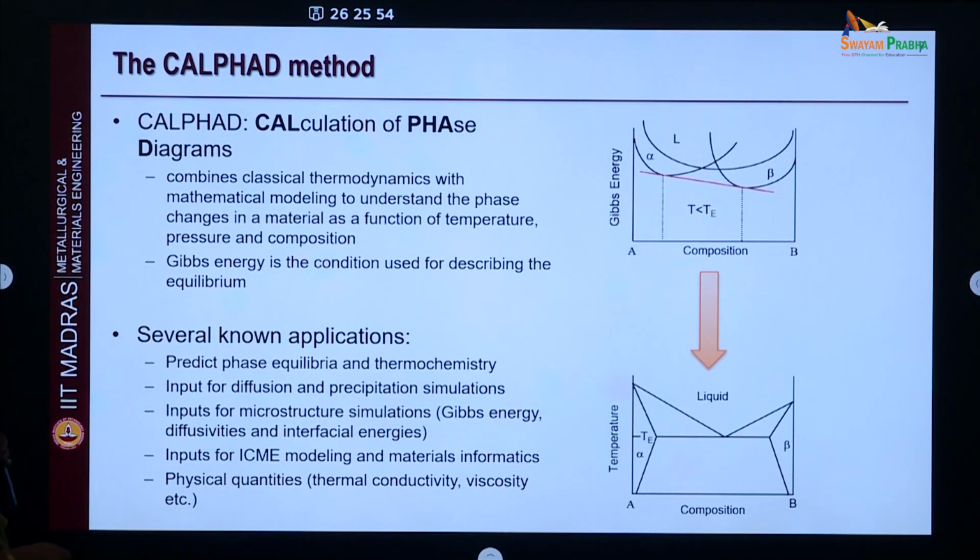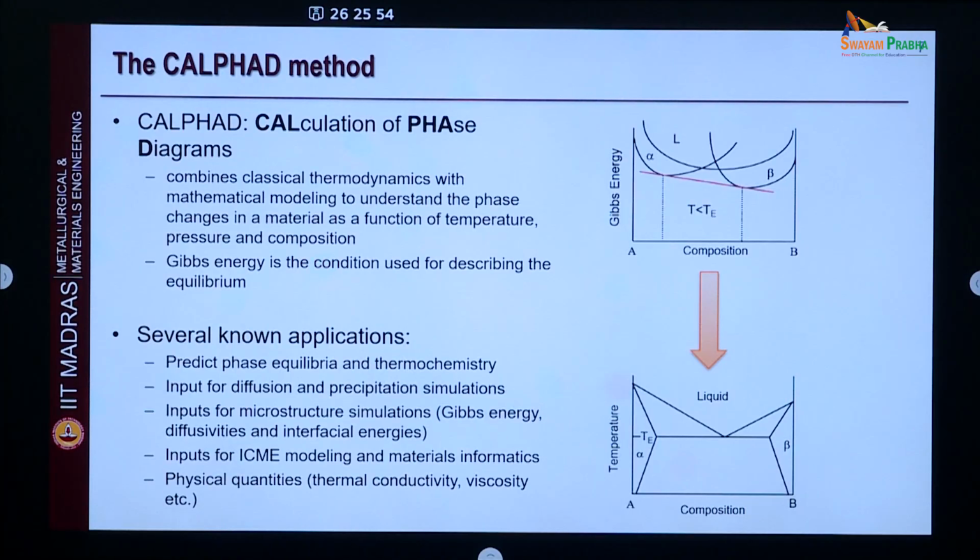Okay, so this is the CALPHAD method, which is basically classical thermodynamics combined with materials modeling to understand phase changes as a function of temperature, pressure, and composition of a material. We want it in terms of temperature, pressure, and composition because these are the easily controllable experimental variables, right? You can control pressure, you can control temperature, and you can also control the composition of a material. Do you think you can control volume in solids? Right? So when it comes to gases, you control temperature and volume. But when it comes to solids, you always control the temperature and pressure.